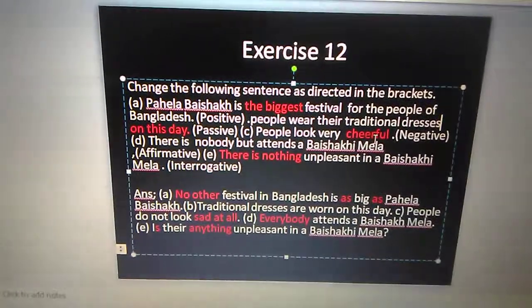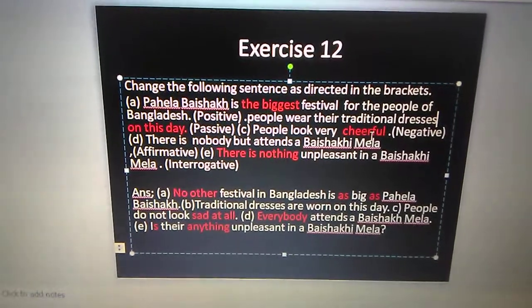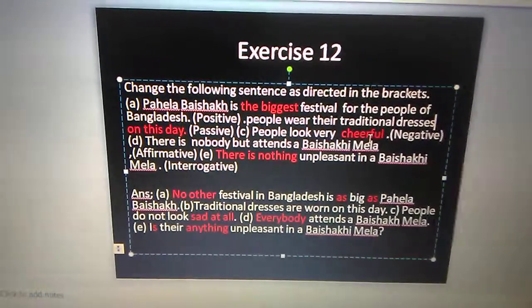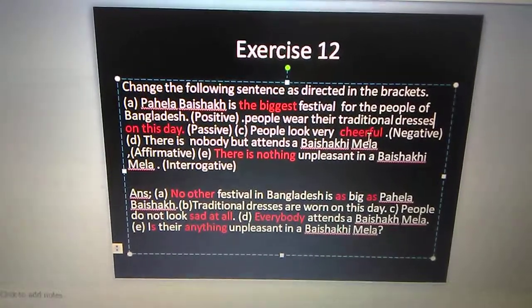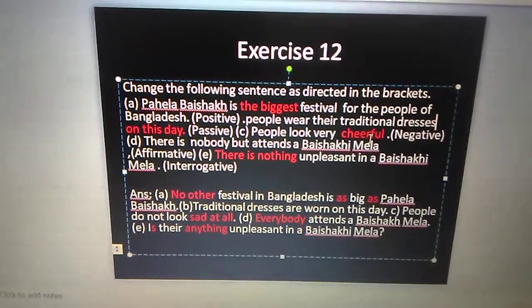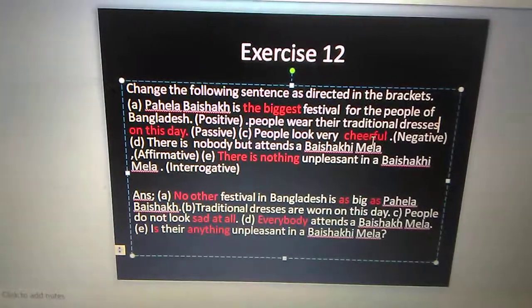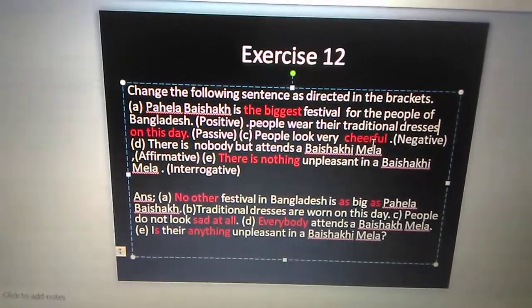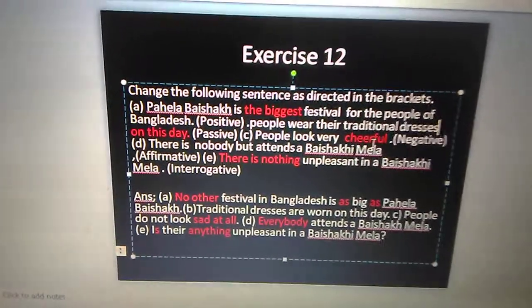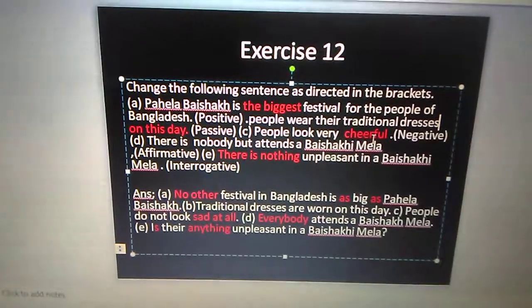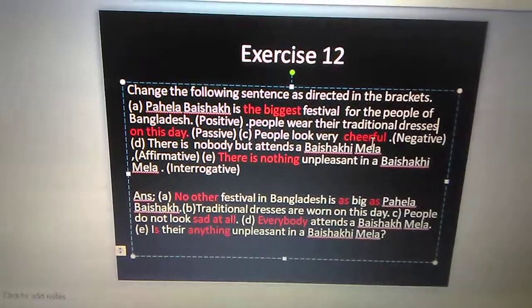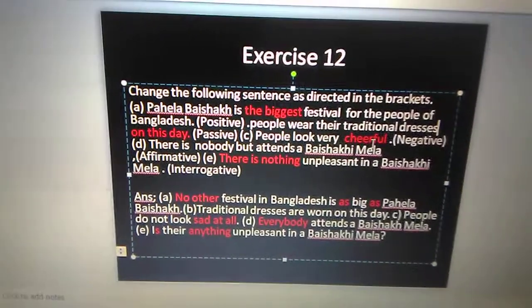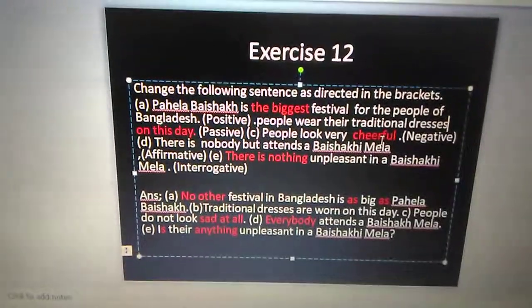There is nobody but attends Boishakhi Mela. There is nobody but, so you know the rules, so you have to replace there is nobody but with every. So everybody attends a Boishakhi Mela. There is nothing unpleasant in a Boishakhi Mela. This is interrogative. So is there anything? Nothing will be changed into anything when you change into interrogative. So is there anything unpleasant in Boishakhi Mela?